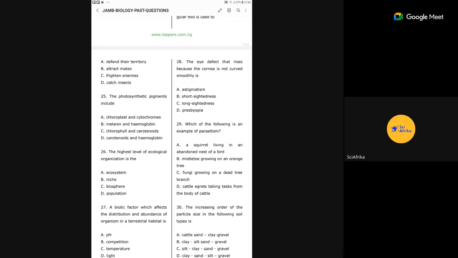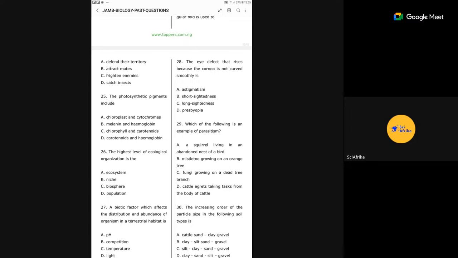The highest level of ecological organization is what? Is it the ecosystem, the niche, the biosphere, or population? So we'll do a quick analysis of these options. A niche, or we can call it an ecological niche, is something we can find in a population. A population has to do with the total number of organisms of the same type in a particular habitat. For example, a collection of tilapia fish, because they are the same species, is called a population. We can also have a population of goats in a particular area. So we can find a niche in a population.